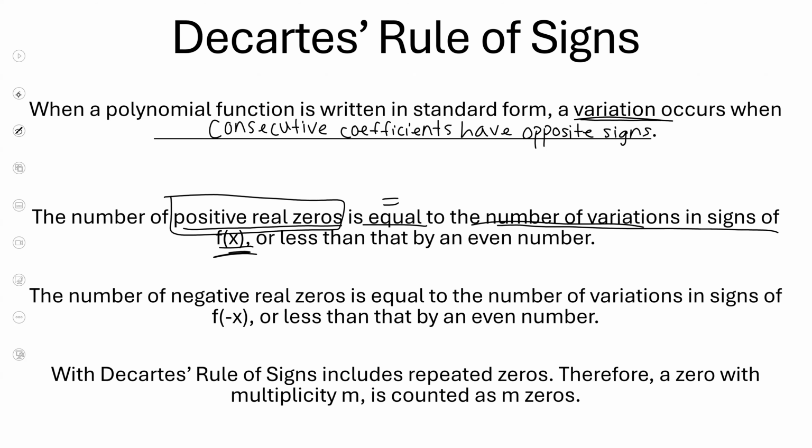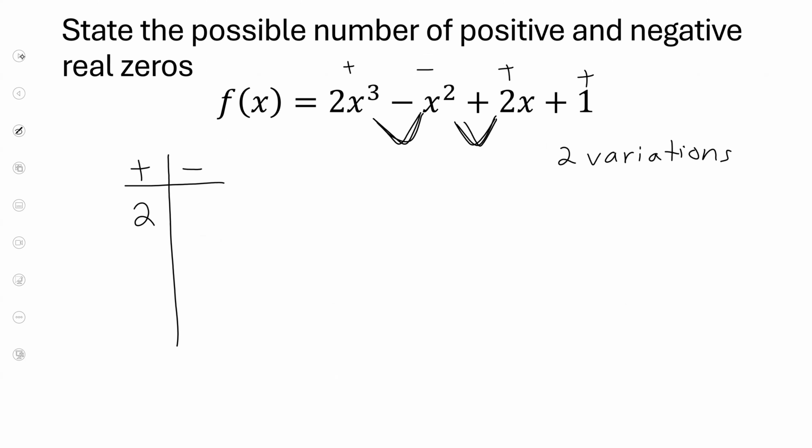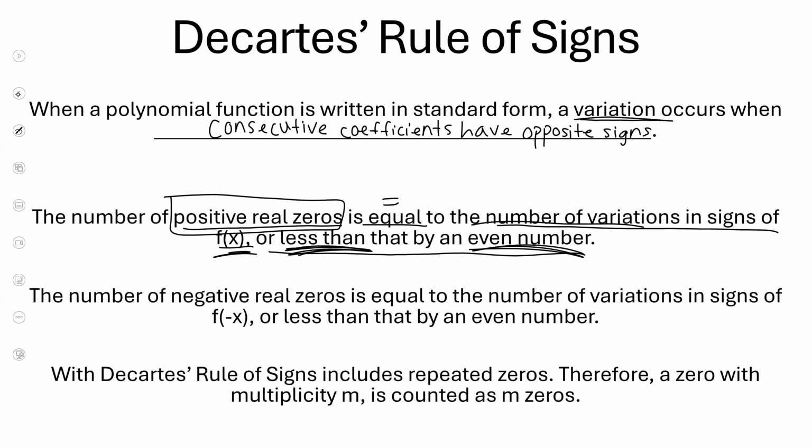What else does it say? Or less than that by an even number. So let's just subtract 2 every time. Less than means subtract. An even number is 2. Okay? So 2 minus 2 is 0. So what this is saying, when I factor this, I might have 2 positive answers or 0 positive answers. That's what it's saying. Let's look at this one.